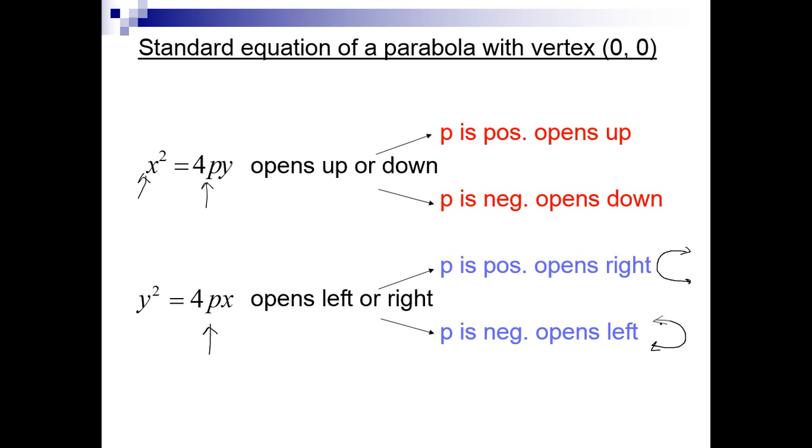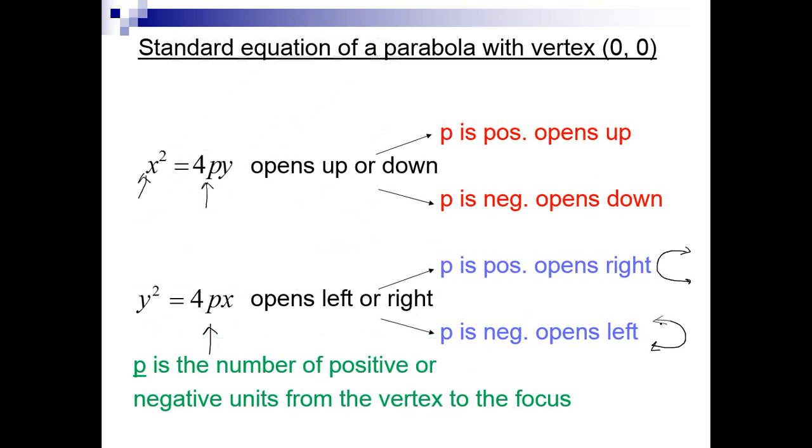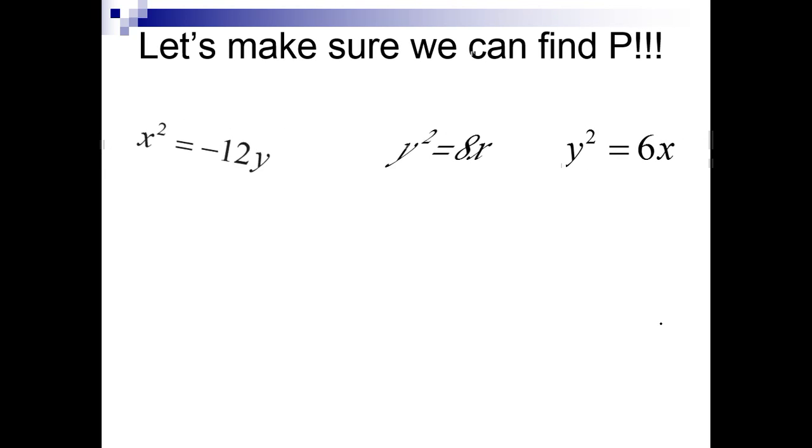Now, the best thing about p is he is the number of positive or negative units from the vertex to the focus. So p allows us to find that focus, and it allows us to also find the directrix line. So we are going to want to figure out and be able to easily find that p. So I don't have this on your note sheet, so you're going to want to put this in your notebook.